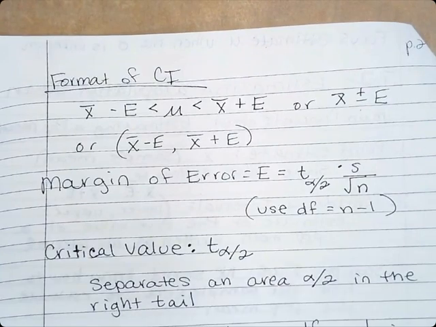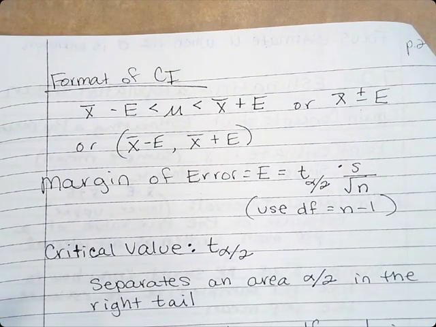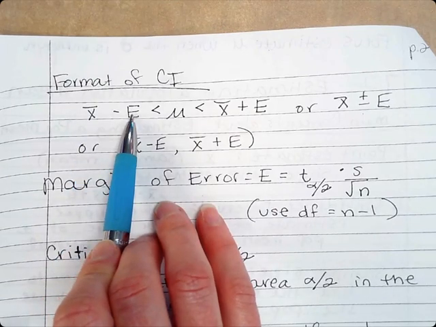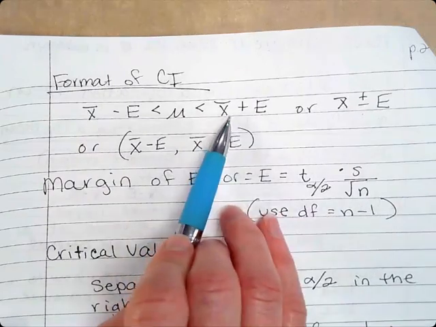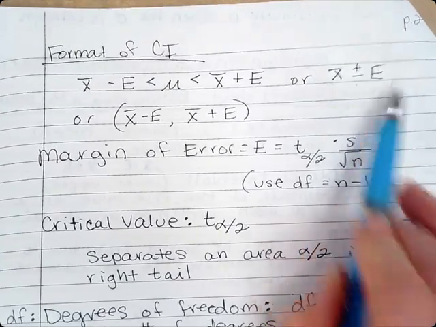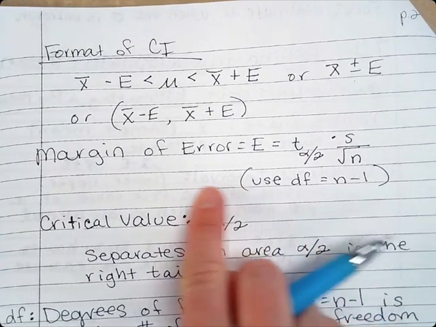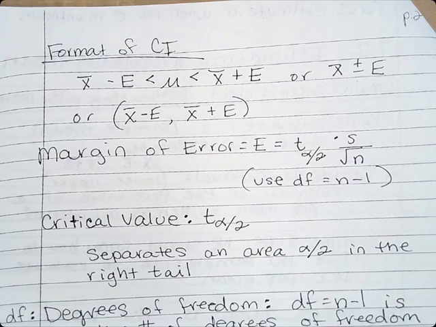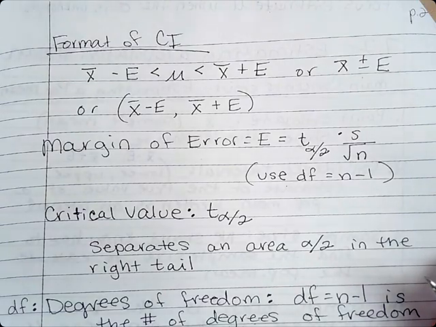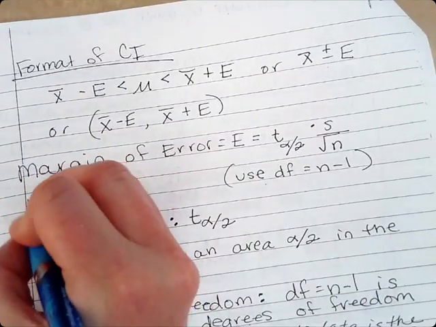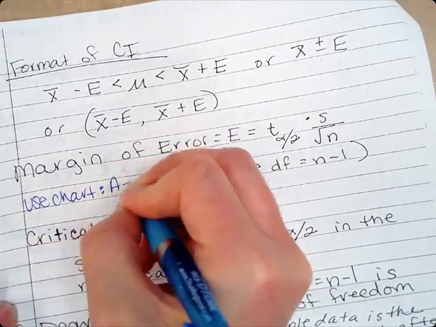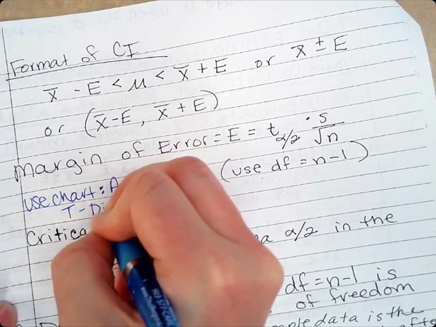The format of our confidence interval is the same as what we did in 7.1. We take our sample mean, we subtract our margin of error, and then we add it. So we can write mean plus or minus the margin of error. And then we have our margin of error. We are going to use degrees of freedom equals n minus 1 whenever we use our new chart. So I'm going to put that over here. Use chart A3, which is called the T distribution.